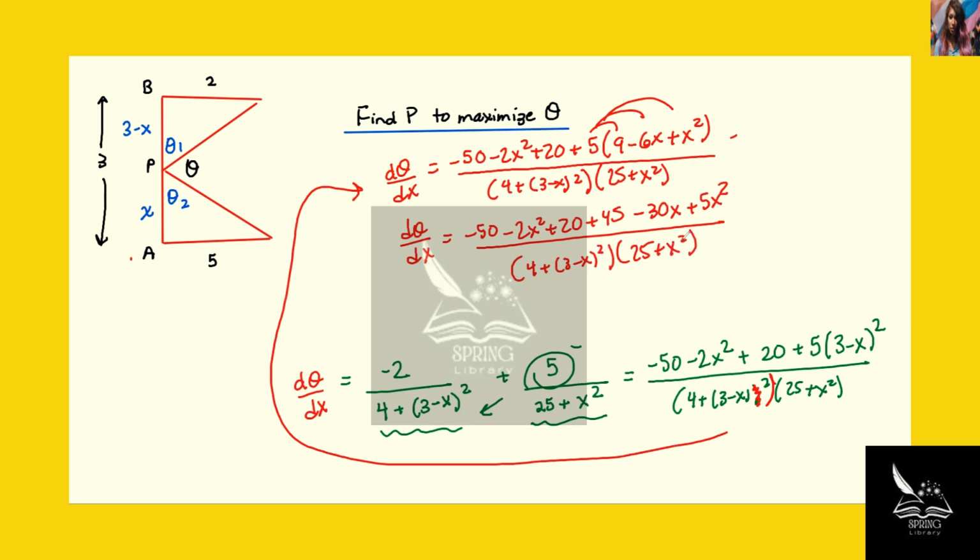Okay, so finally we can clean this up to try to get a simple quadratic. Let's look at all the squared terms. I have 5x squared minus 2x squared, so that gives me 3x squared. And then I have minus 30x. And then I got to clean up minus 50 plus 45, so minus 5 plus 20. So that's plus 15. Woo, getting there, over the denominator.